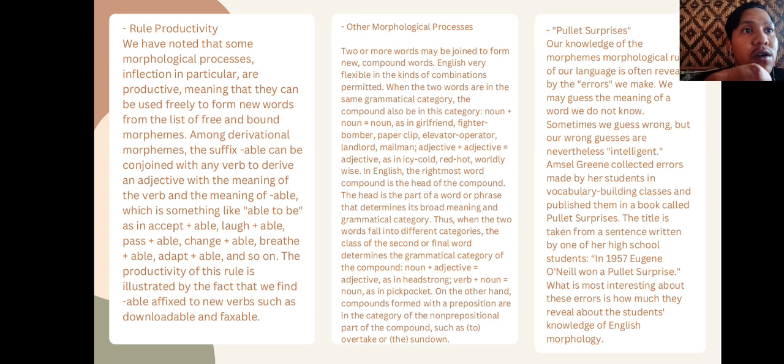Our knowledge of the morphological rules of our language is often revealed by the errors we make. We may guess the meaning of a word we don't know. Sometimes we guess wrong, but our wrong guesses are nevertheless intelligent. Mrs. Green collected errors made by her students in vocabulary building classes and published them in a book called Pulitzer Surprises. The title is taken from a sentence written by one of her high school students in 1957: Eugene O'Neill won a Pulitzer Surprise. What is most interesting about these errors is how much they reveal about the student's knowledge of English morphology.